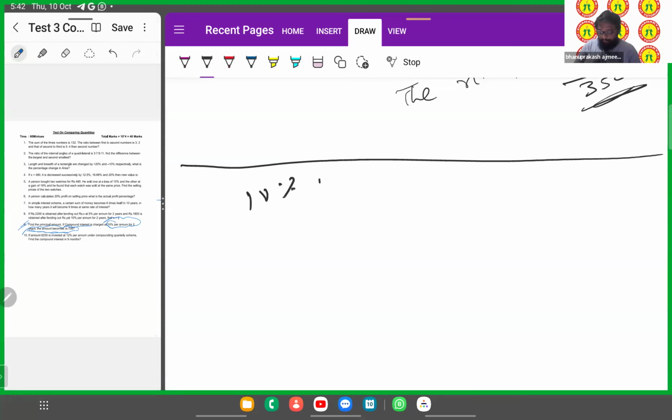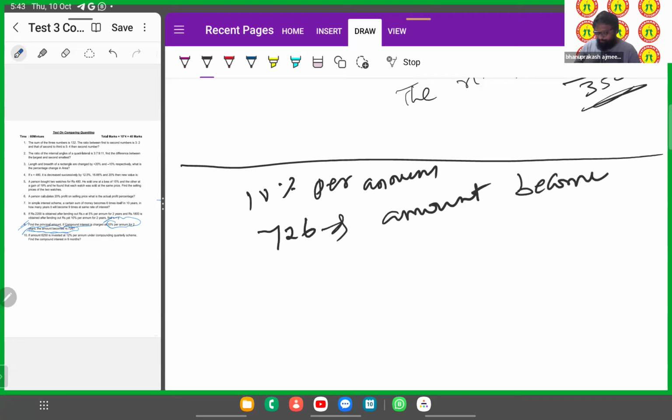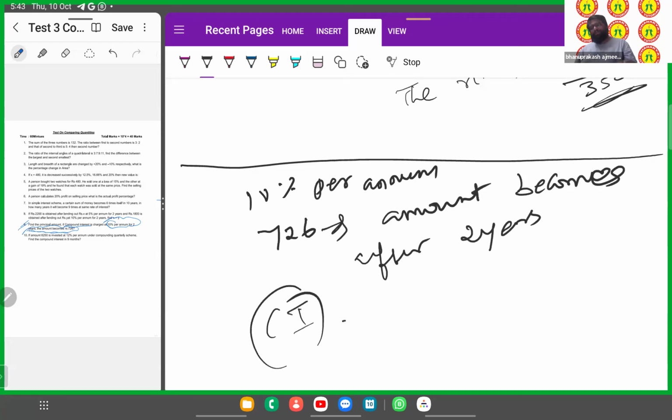10% per annum. 726. So here the amount becomes 726 after 2 years. And it is said that it is compound interest. Please go through the question once.